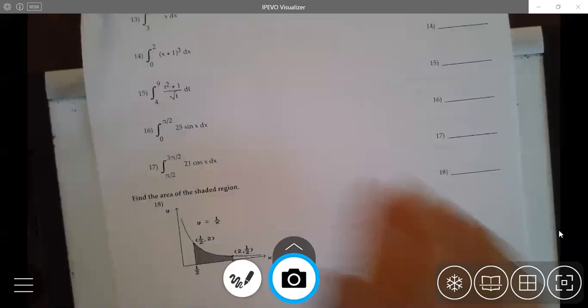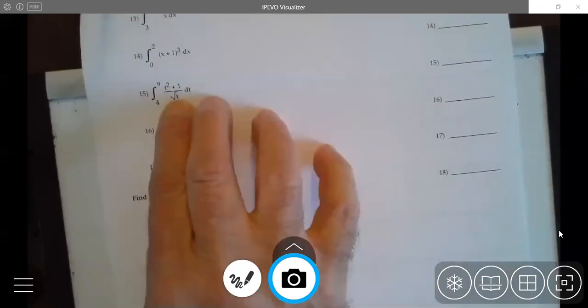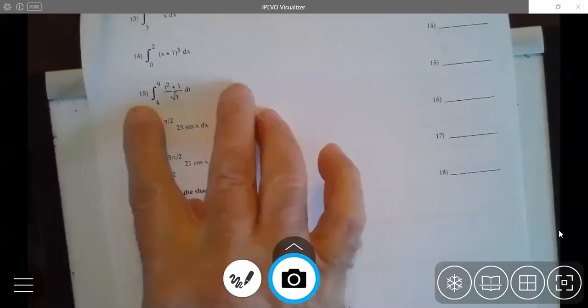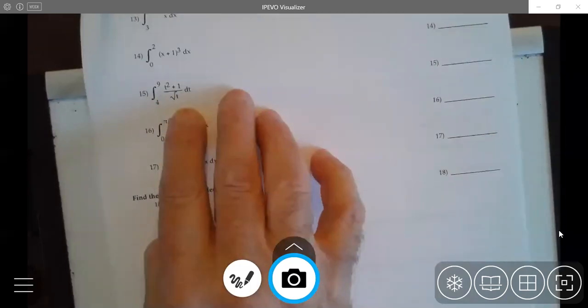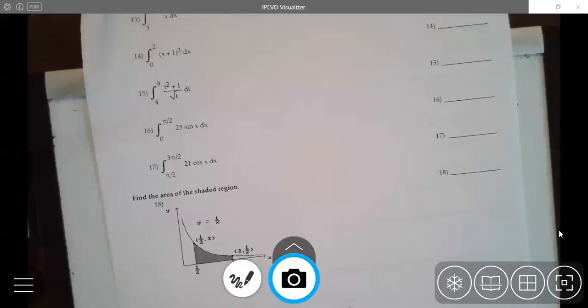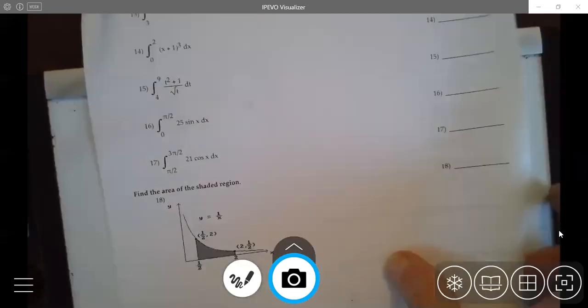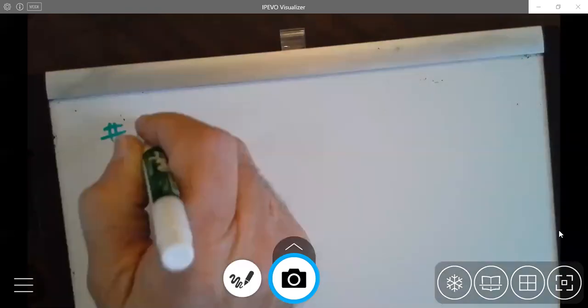Basically, you're going to change the radical to an exponent and then split it and simplify. And then once you get to that, then it's much easier. Can we do it? Yeah. All righty. So number 15.